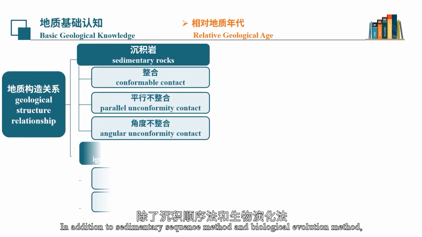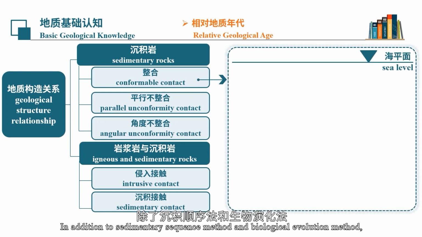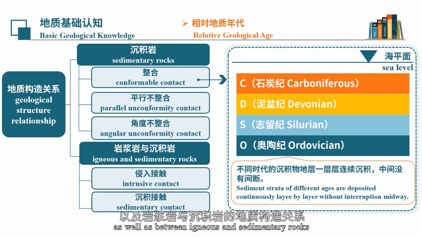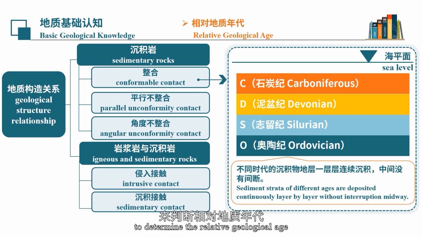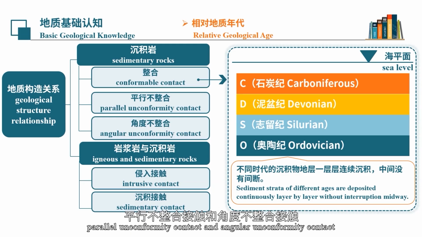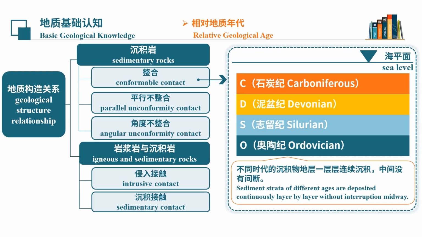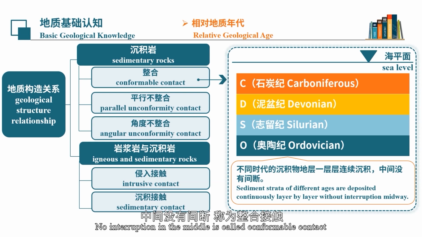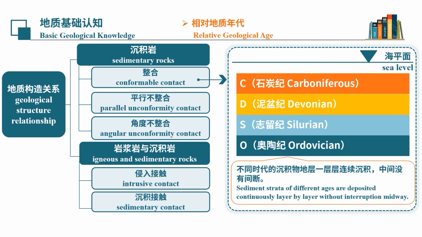In addition to the sedimentary sequence method and the biological evolution method, we can also utilize the structural relationships between sedimentary rocks, as well as between igneous and sedimentary rocks, to determine the relative geological age. The contact relationships of sedimentary rocks are classified as conformable contact, parallel unconformity contact, and angular unconformity contact. Sediment strata of different ages deposited continuously layer by layer, with no interruption in the middle, is called conformable contact.